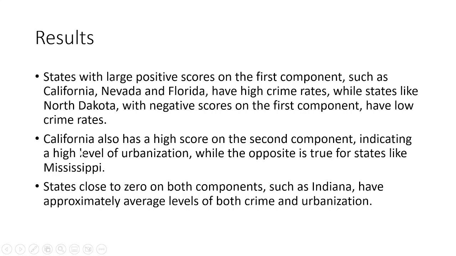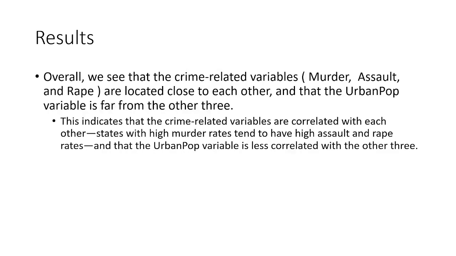So let's just look at this here. California also has a high score on the second component, indicating a high level of urbanization, while the opposite is true for states like Mississippi, which is low in urbanization. And states close to zero on both components, such as Indiana, have approximately average levels of both crime and urbanization.